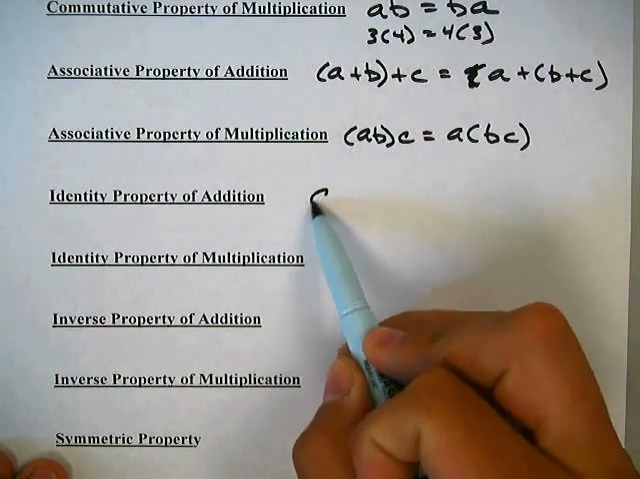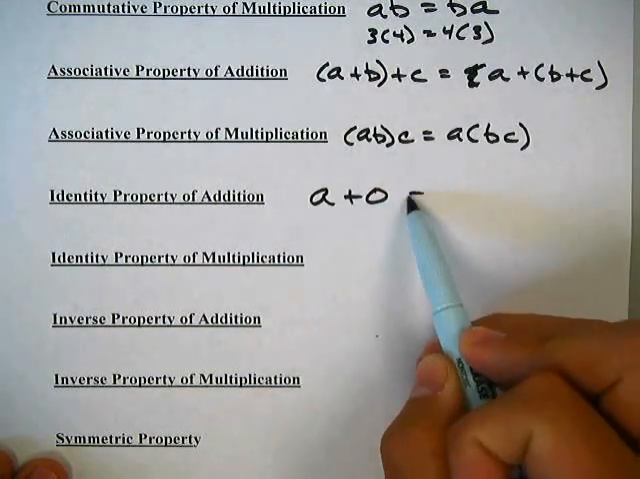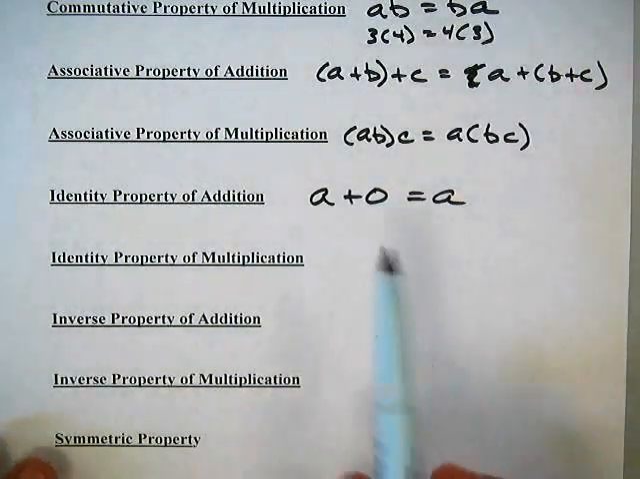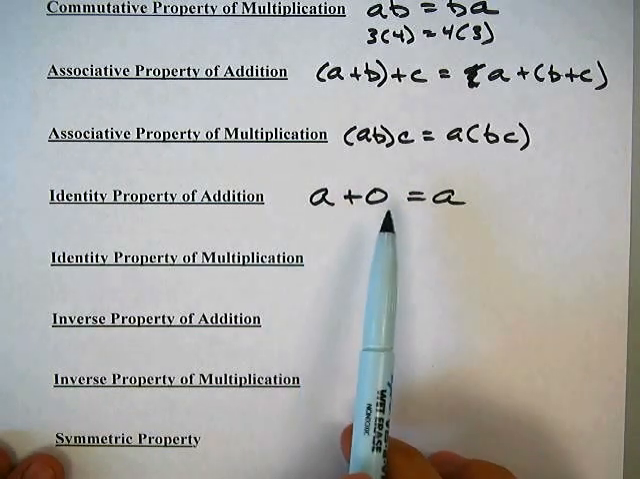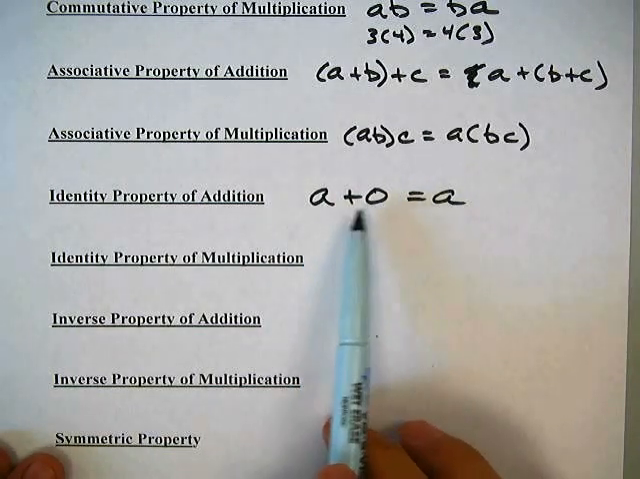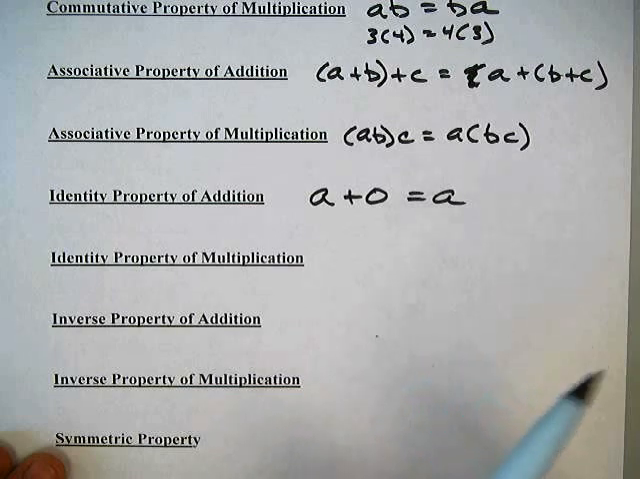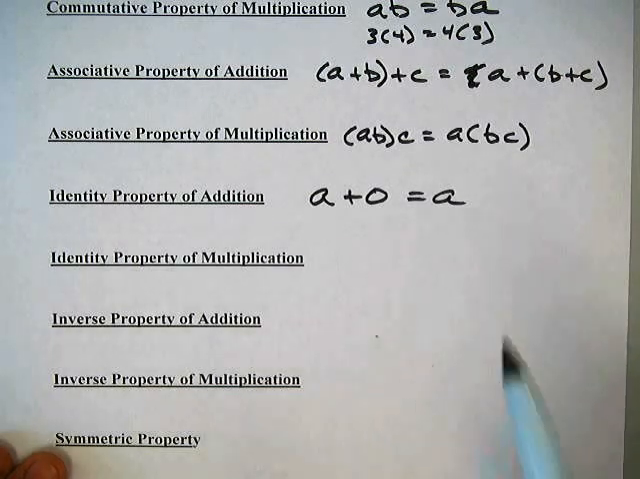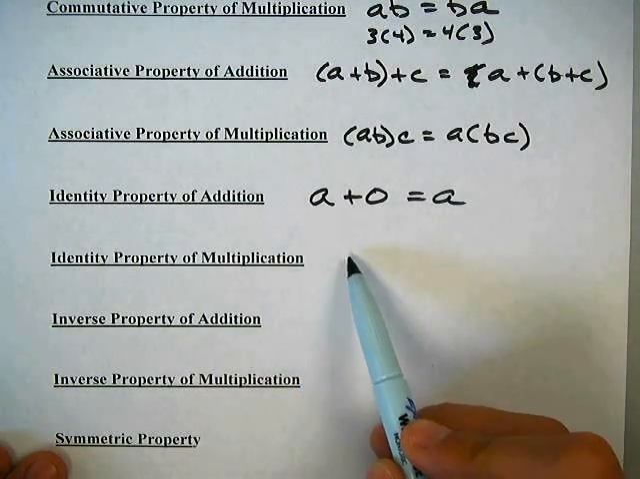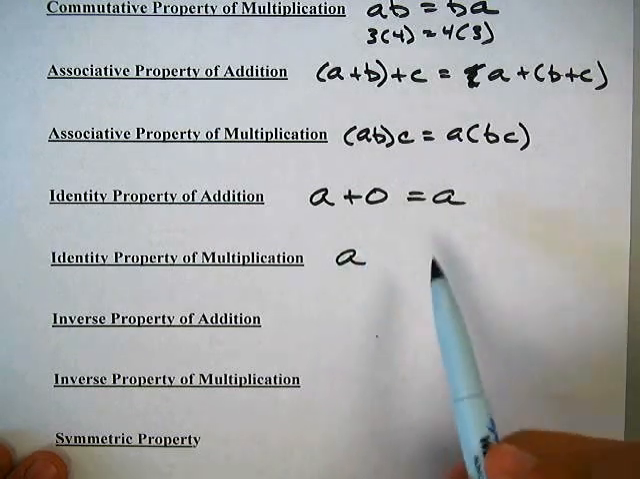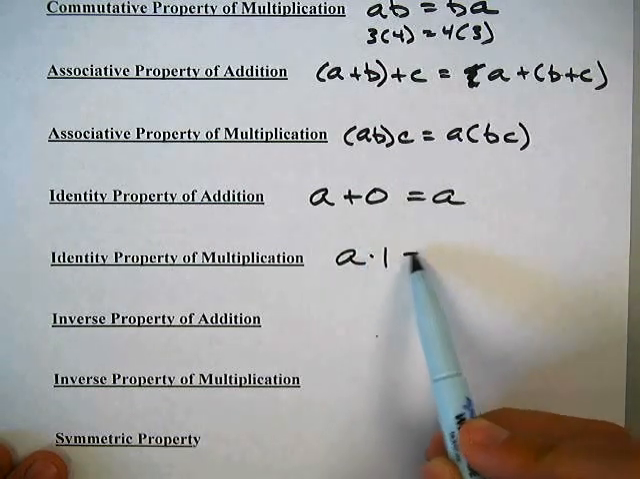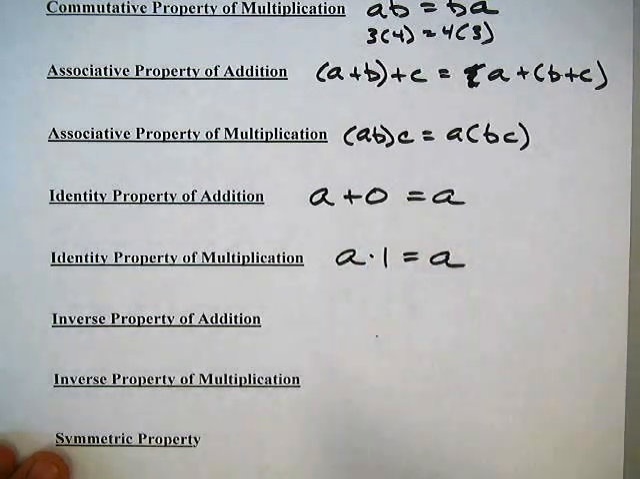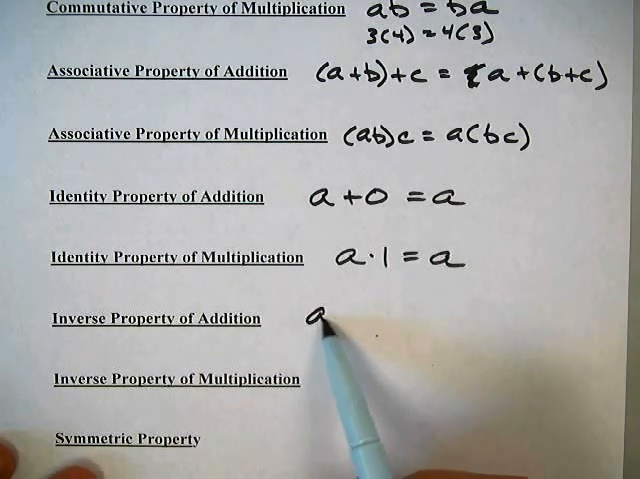Identity property of addition. Identity property says if I take a number and add 0, you get that same number. So in other words, the identity of this number doesn't change when you add 0. And that's why sometimes you'll hear that 0 is called the additive identity. Multiplication isn't the same. It's not add or multiply by 0, but rather it's multiply by 1. Okay, and that's why sometimes you call 1 the multiplicative identity.